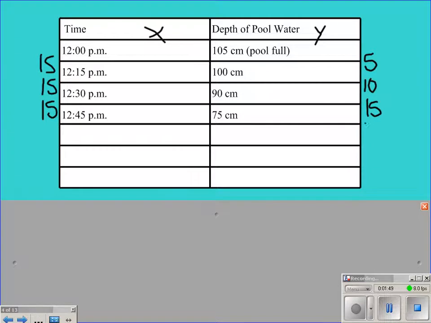Add 5 more centimeters of water to get to 20. Subtract 20 and 75 to get to 55. Add 15 more minutes to get to 1 o'clock p.m.